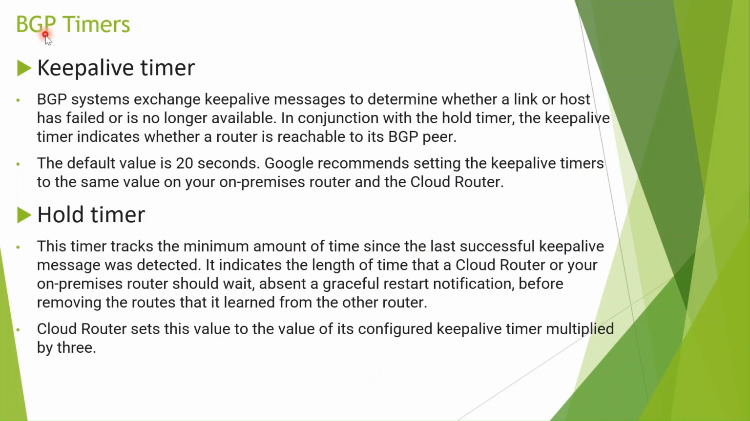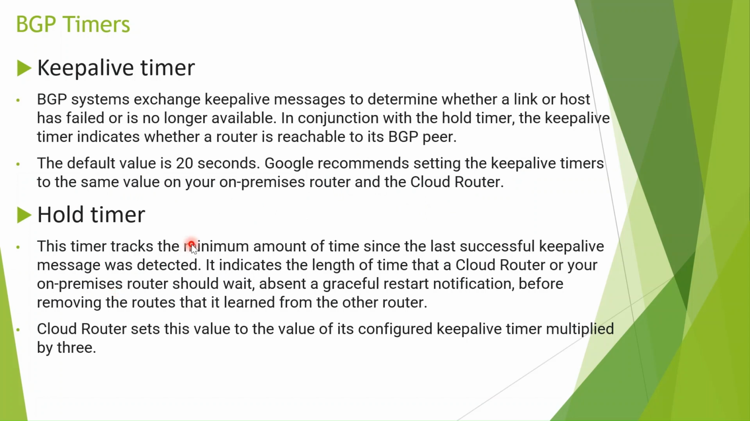After that, we have some more timers, like the keep alive timer. BGP systems exchange keep alive messages to determine whether a link or host has failed or is no longer available. They are just sending some traffic to check whether the other end is active or not, so that they are sure whether to send traffic or not. The default value is 20 seconds, and Google recommends that we set the keep alive timer to the same value on the on-premise router and the cloud router. So both must have the same value.